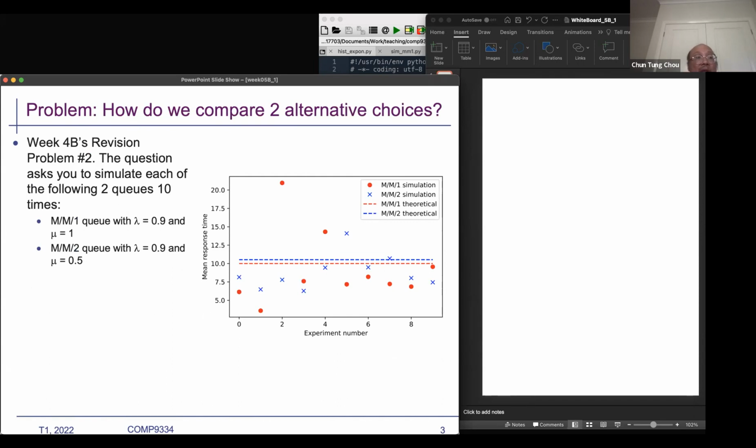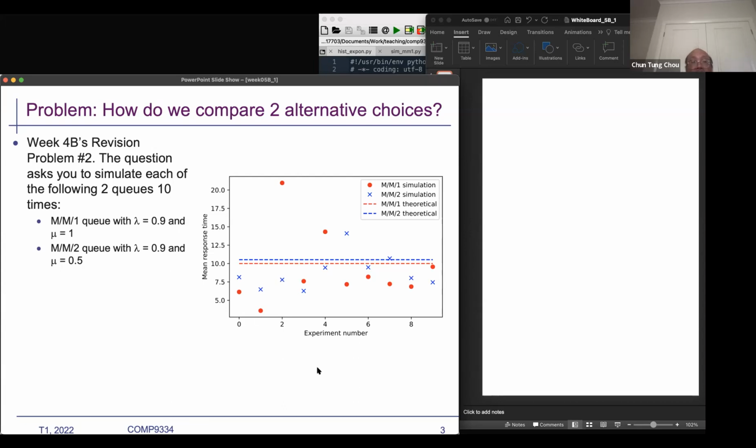So the exercise was to simulate two queues. First one is an MM1 queue with a certain arrival rate and a processing rate of 1. And the other one is an MM2 queue with the same arrival rate, but the processing power for each server is only half. If you compare the total processing power for the two configurations, the total processing power for both of them is 1. You have seen this problem when we were talking about MM1 and MM2 queues, and you know that theoretically, the MM1 queue is going to have a lower mean response time.